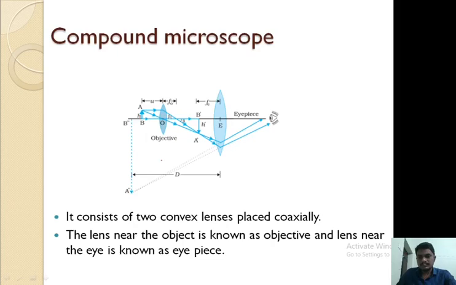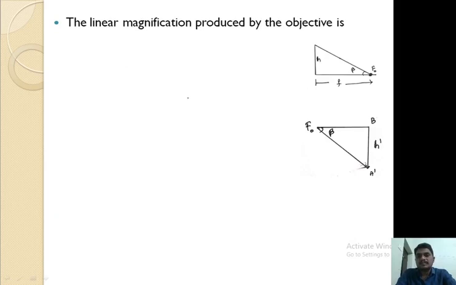In this case also we'll find the magnification produced by the compound microscope. Here the second lens compounds the effect of the first lens. That is why it is known as a compound microscope. This is a situation where the final image is formed at the near point. We will find the magnification produced first by the objective, then by the eyepiece, and finally the magnification produced by the total combination of lenses.